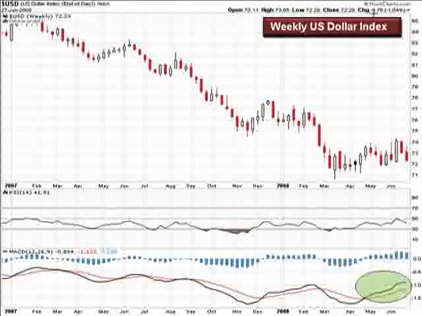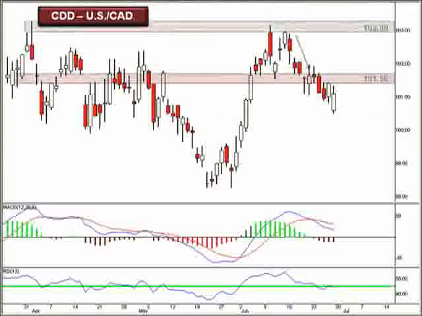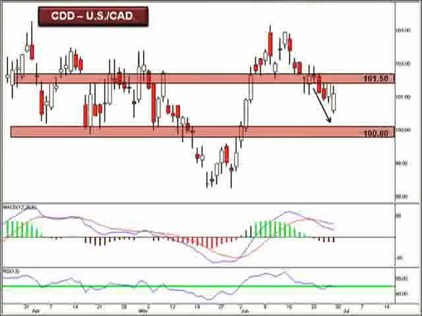We're going to first take a look at the CDD, the US versus the Canadian dollar. We had a significant pullback off of that 103 level that we've been identifying the last few weeks. We suggested that it was likely going to find some consolidation at the 101.5 level, and this bullish candle right in here suggested that there was a little bit of indecision with respect to the direction that it wanted to go.